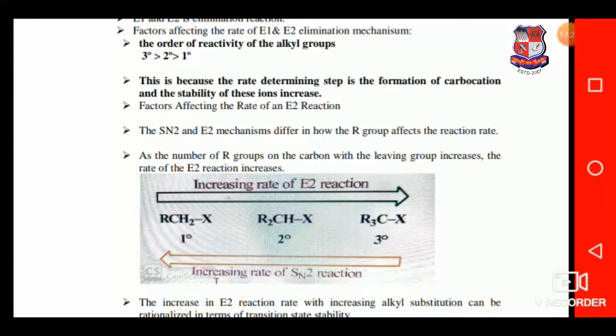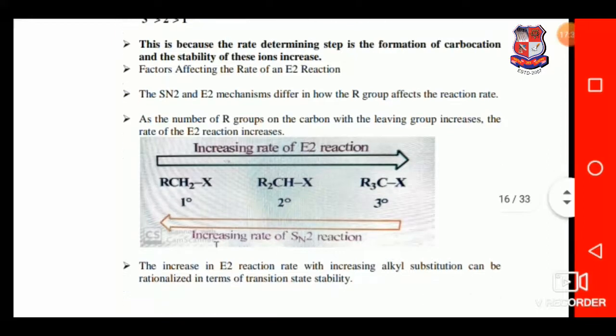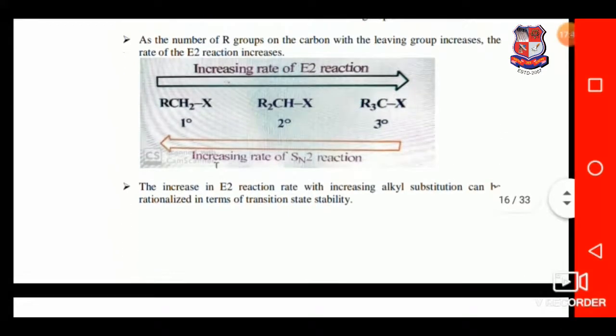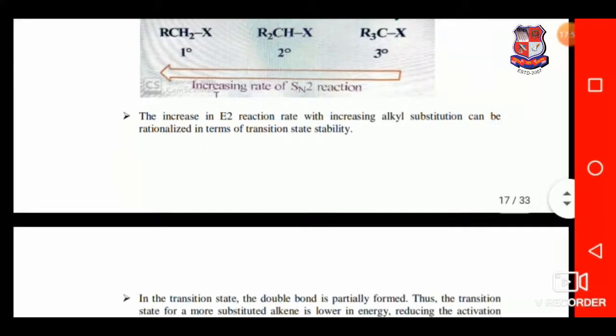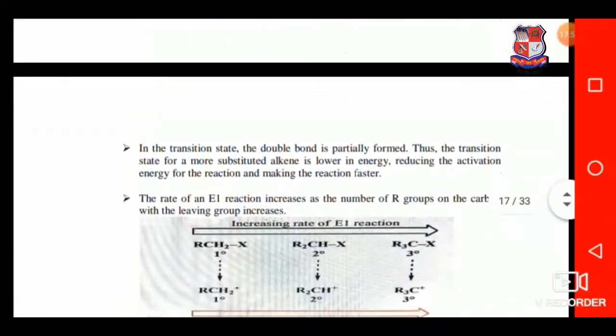SN2 and E2 mechanisms differ in how the R group affects the reaction rate. As the number of R groups on the carbon with the leaving group increases, the rate of E2 reaction increases. This is the diagrammatic representation of the R group. The increase in E2 reaction rate with increasing alkyl substitution can be rationalized in terms of transition state stability.